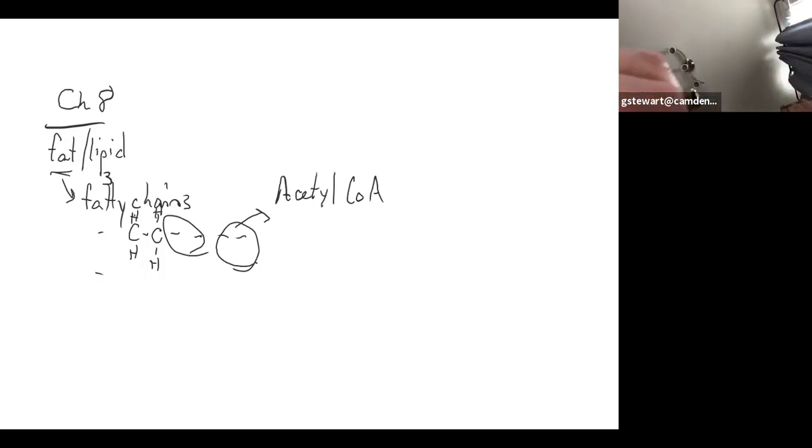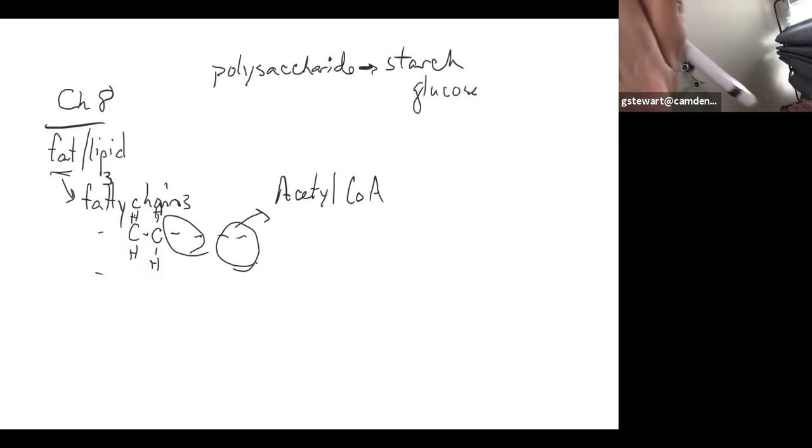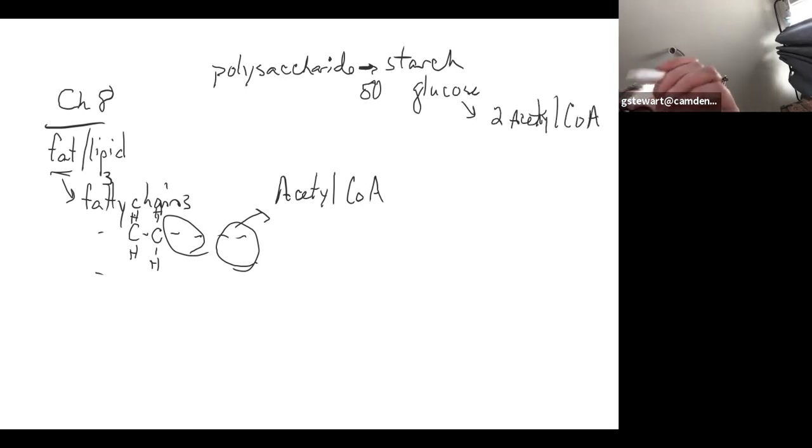So even if you have a polysaccharide, right, like starch or cellulose, or glycogen, and remember, those are made up of repeating glucose units, right? And let's say there's even 50 glucose units in there. Each glucose is only going to give you 2 acetyl-CoAs for the Krebs cycle, right, after the prep step.